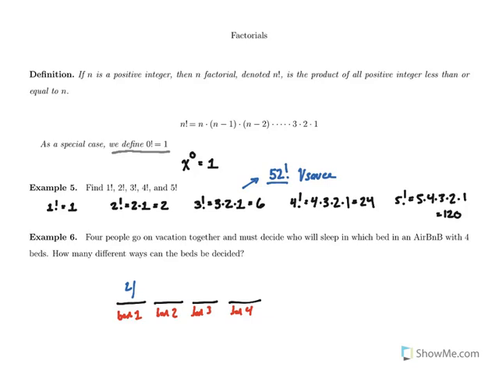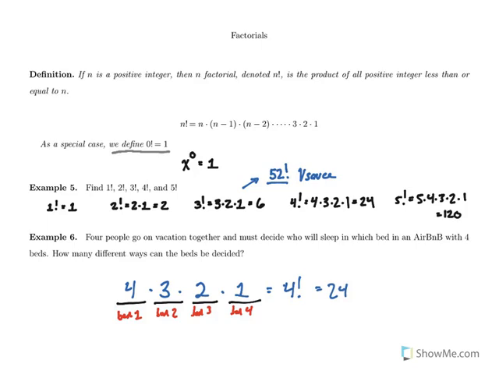We make that decision, we go on to the second bed, and we say, who is going to sleep in that bed? Well, we don't have to pick the person we've already picked for the first one, so that means that there are only 3 people left. Then we don't need to consider who is in the first and the second bed, which means you only have 2 people to pick from for the third bed. And then finally, the last bed has been decided. There's only 1 person who can go in that last bed. And therefore, we have 4 times 3 times 2 times 1, which is the same as 4 factorial, or 24.